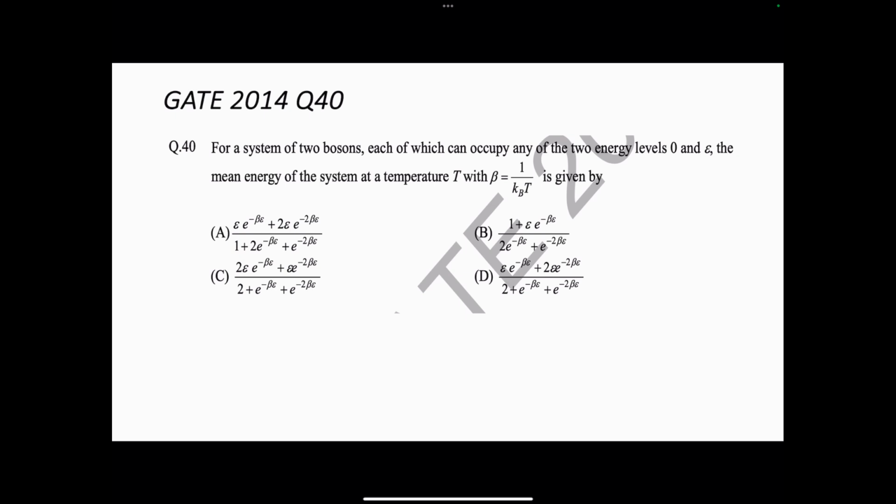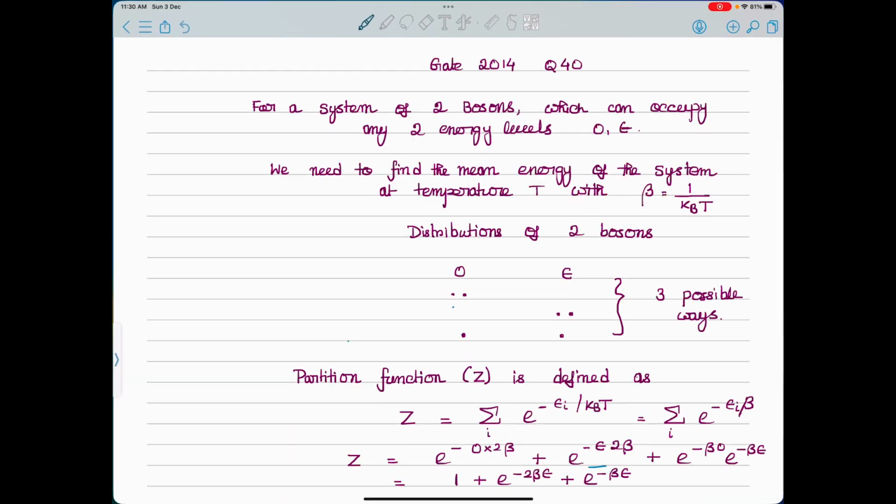What we need to find out is the mean energy of the system at a temperature T, with beta equal to 1 upon kBT. There are several options given. So we need to find the mean energy of the system. Okay, let's see what the solution is for this particular problem.